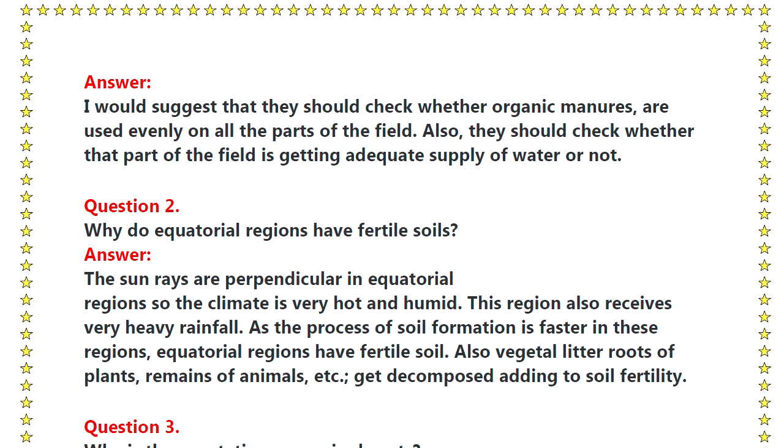Then question number 2. Why do equatorial regions have fertile soils? Answer. The sun rays are perpendicular in equatorial region, so the climate is very hot and humid. The region also receives very heavy rainfall. As the process of soil formation is faster in these regions, equatorial regions have fertile soil. Also vegetal litter, roots of plants, remains of animals, etc. get decomposed, adding to soil fertility.